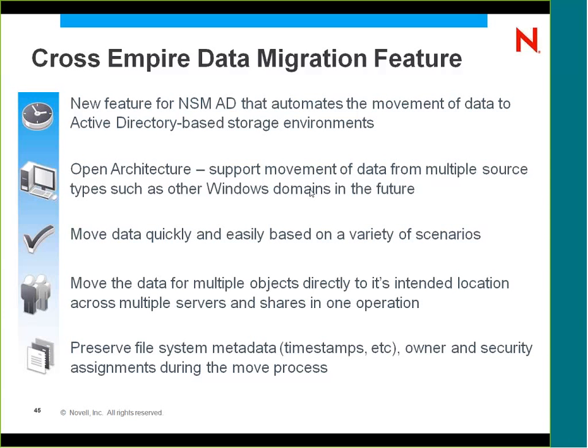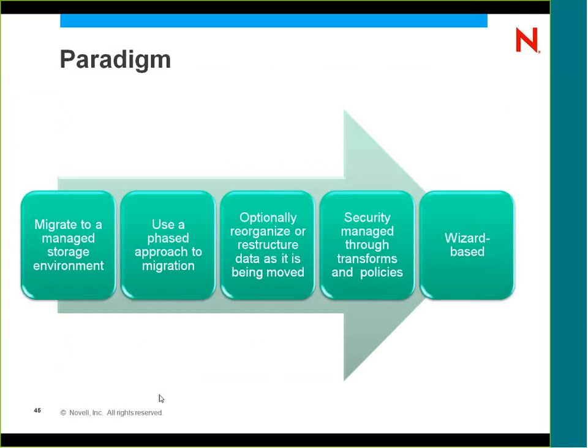We'll support movement of data from multiple source types in the future, such as domains, and we move the data quickly based on a variety of scenarios, and move the data from multiple objects, such as users and groups, to the target location. And then this last bullet is we preserve the file system metadata, i.e. timestamps. You can have the option to maintain your quota assignments during the migration owner, as well as security assignments during the move process.